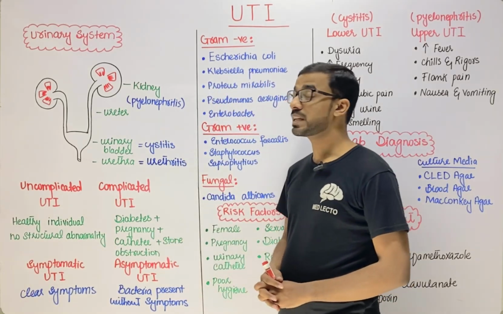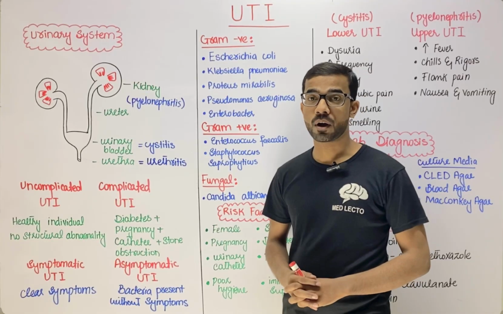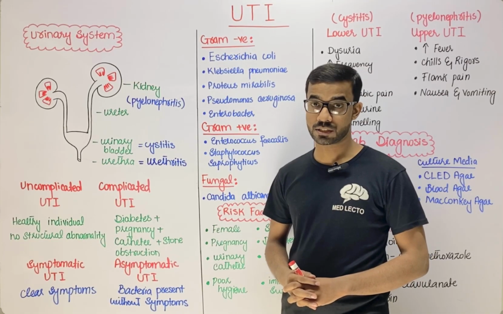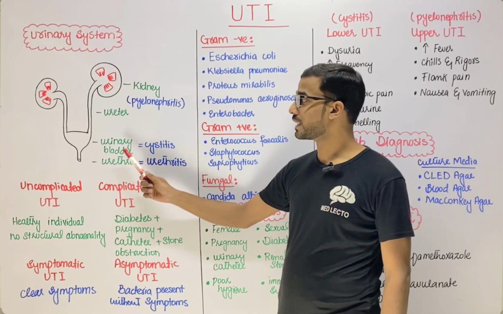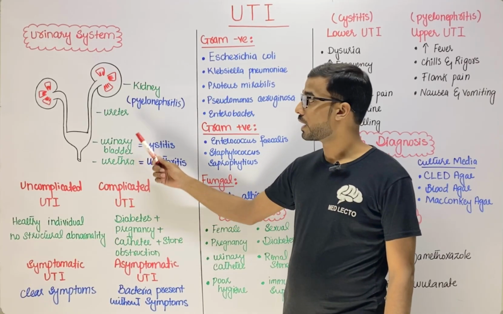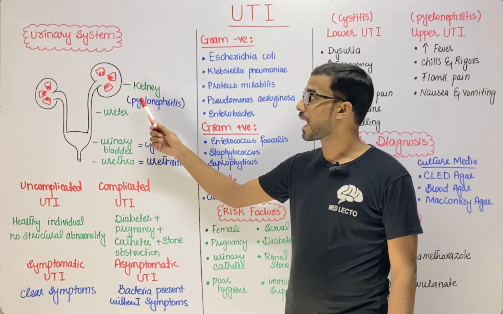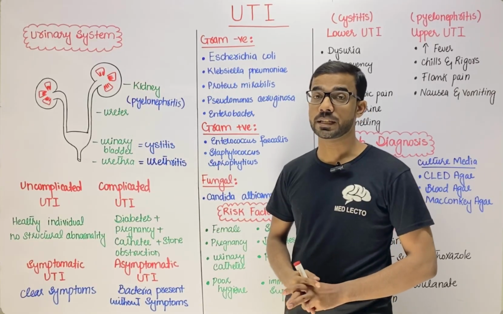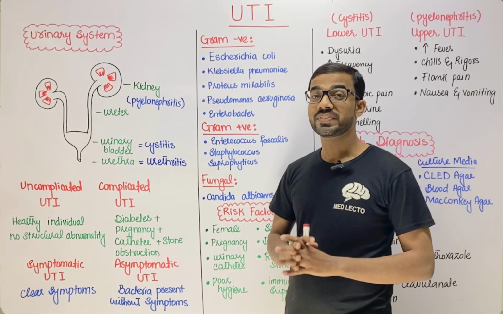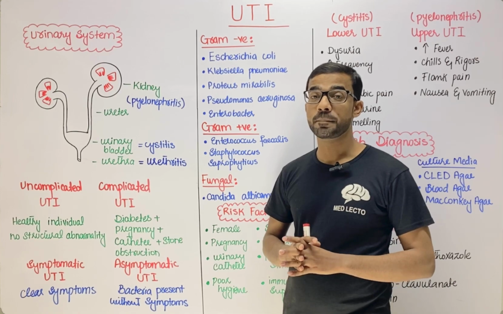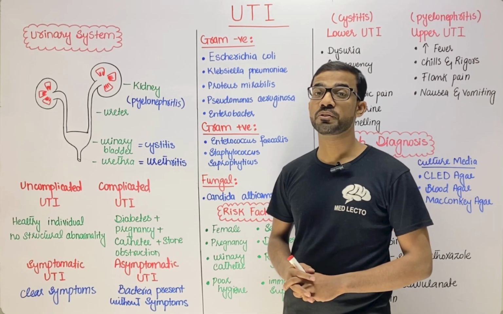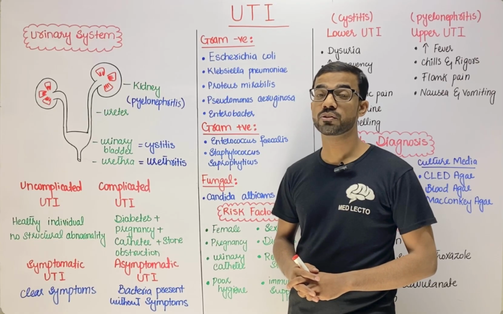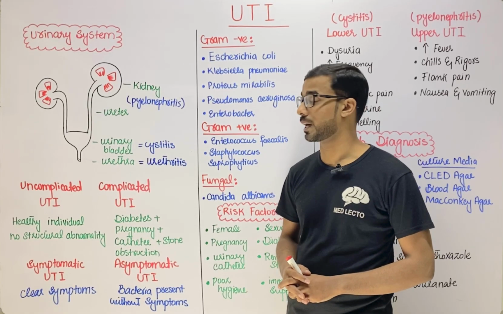First of all, we will see the four most important components of the urinary system. First one is the urethra, second is the urinary bladder, third is the ureter, and fourth one is the kidney. So these four components make up the urinary tract. So infection of the urinary tract is called urinary tract infection or UTI.